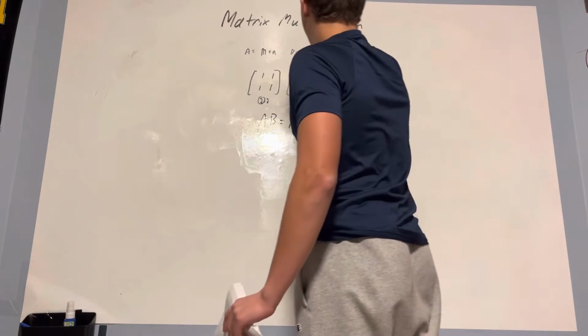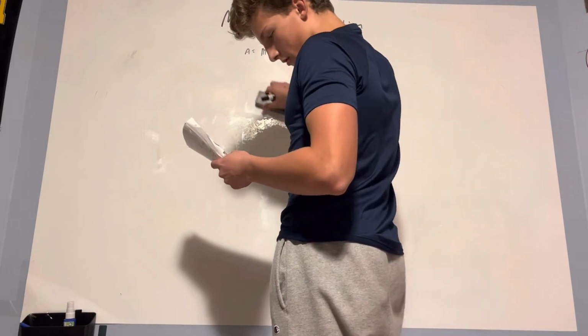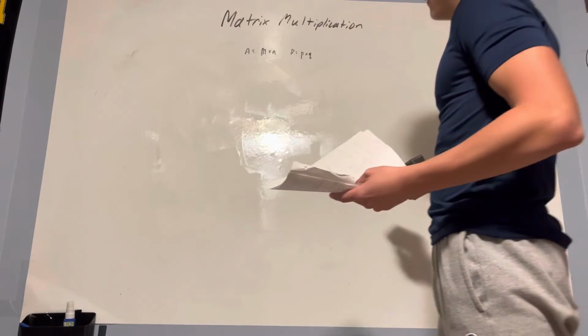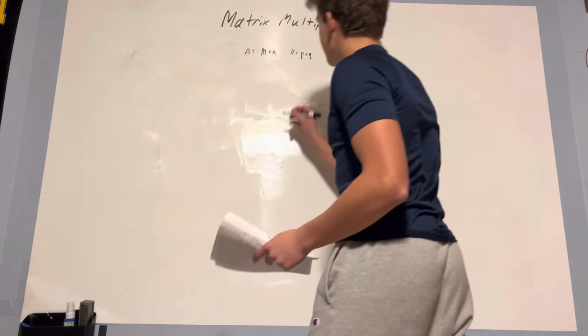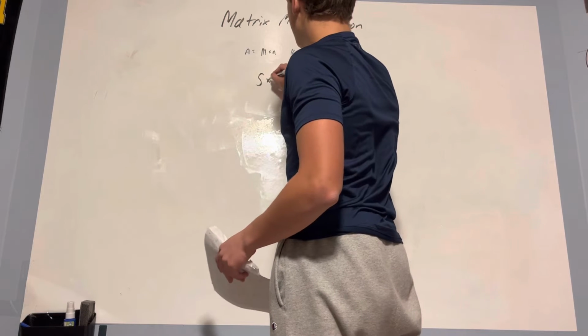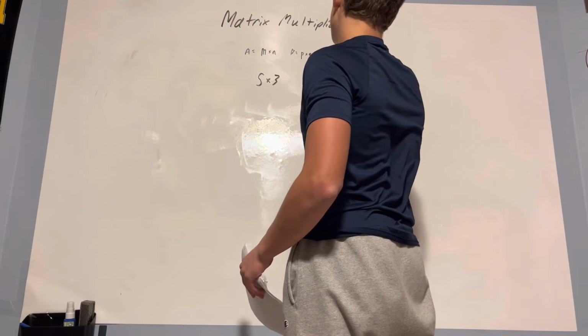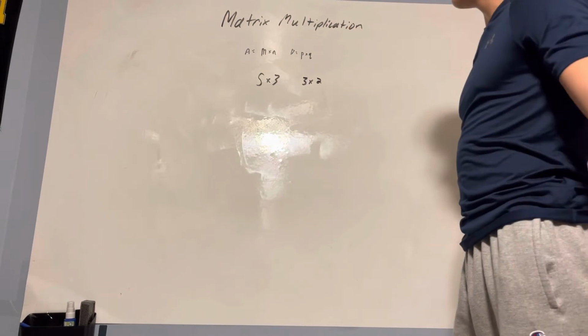All right. So say we have a 5 by 3 matrix and we want to multiply it by a 3 by 2 matrix. What is the resulting matrix going to be?